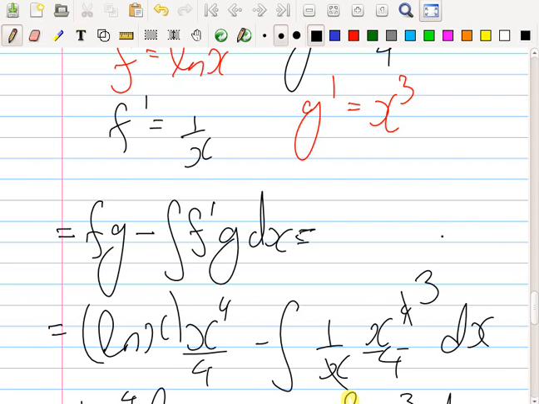T is for trigonometry, sine, cos, and tan. And then the last one you'll definitely get. E is for exponential.